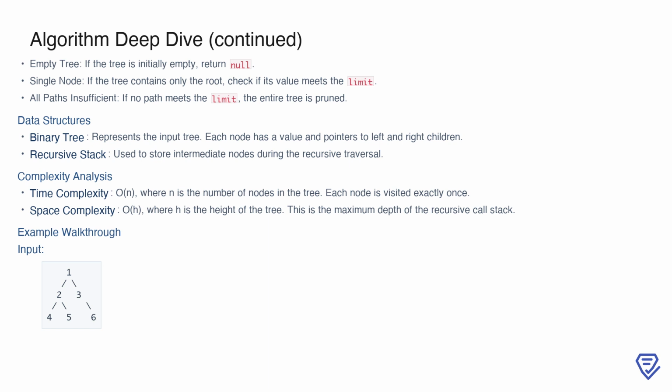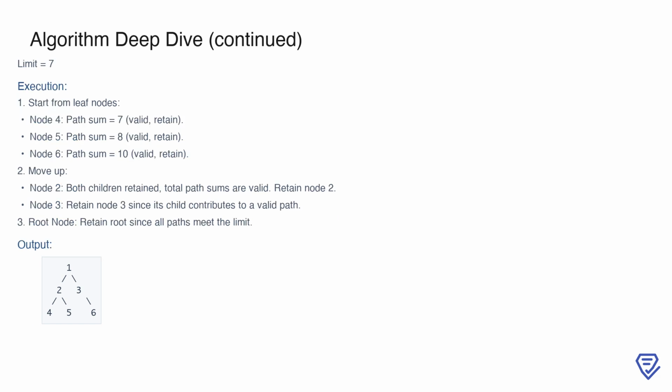Analyzing an example will help solidify these concepts. Consider the input tree shown here, where the root node has a value of 1, and its left and right subtrees extend further with values as indicated. With a limit of 7, we start by evaluating the leaf nodes at the bottom of the tree. Node 4 has a path sum of 7, which meets the limit, so it's retained. Node 5 has a path sum of 8, which also meets the limit, so it's kept. Node 6 has a path sum of 10, making it valid as well.